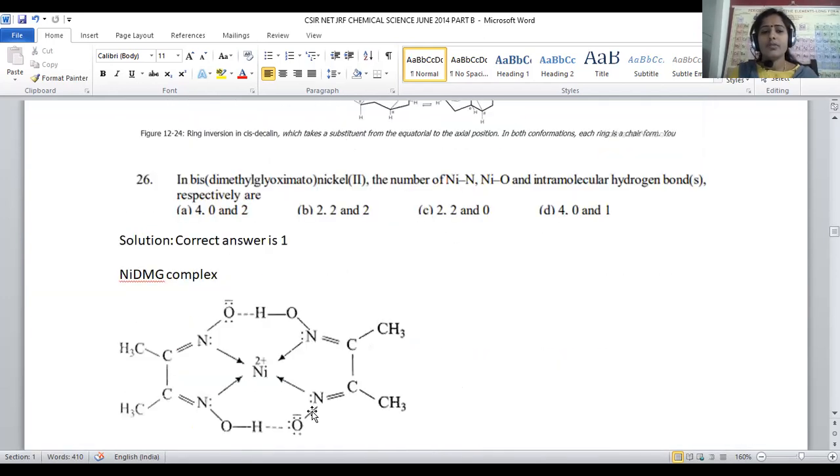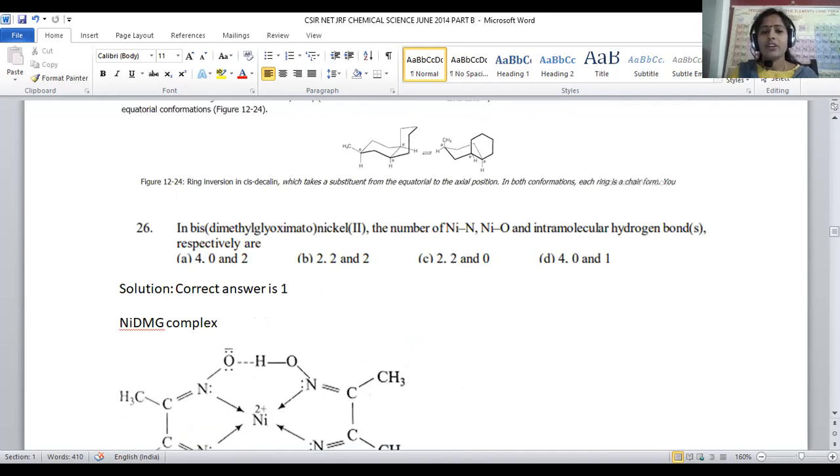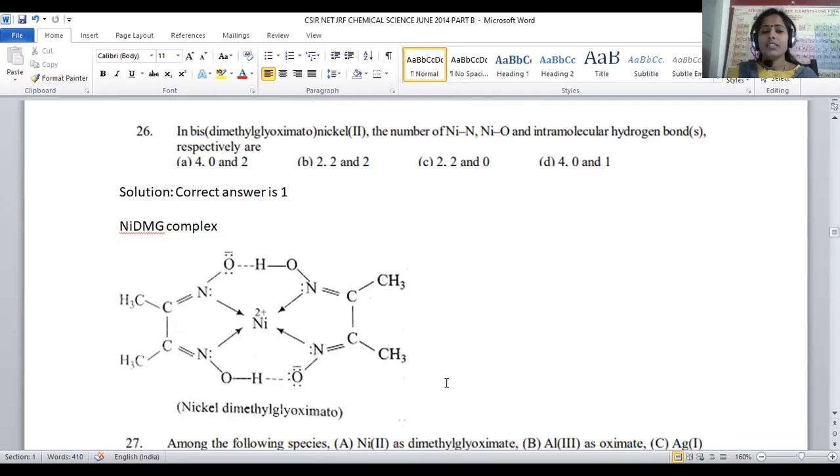Let us move on to question number 26. It is a part of inorganic chemistry. In bis dimethyl glyoximato nickel(II), the number of nickel nitrogen, nickel oxygen, and intramolecular hydrogen bonds respectively. Here, this is the system called nickel dimethyl glyoxime. This is the important compound which is generated in the gravimetric analysis of nickel. When nickel is treated with the chelating ligand glyoxime, 2 equivalents of glyoxime.